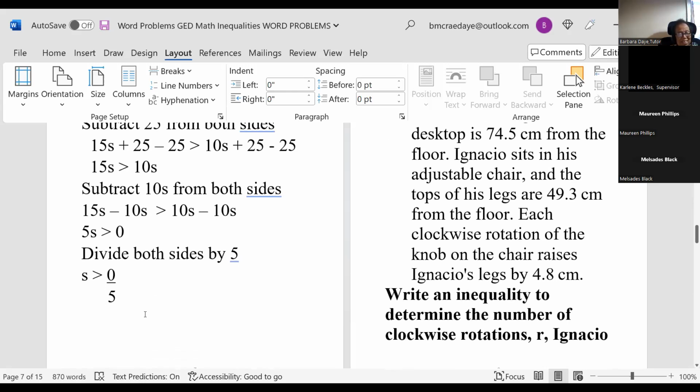Boy, I need to wake up. So S is greater than 0. Not 5, not negative 5.